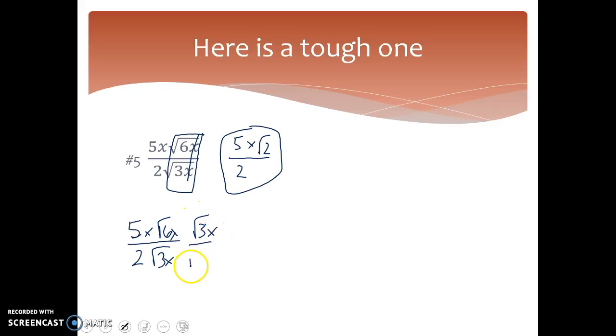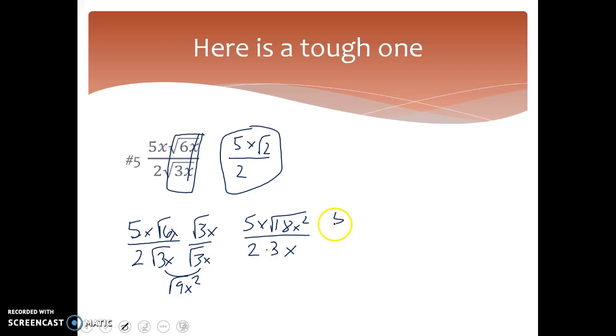Just multiply both the top and the bottom by the square root of 3x. That's going to give us in the numerator 5x times the square root of 6 times 3, which is 18. x times x is x squared. And in the denominator, we're going to have 2. But then the square root of 3x times the square root of 3x, we could say that's the square root of 9x squared. But the square root of 9 is 3, and the square root of x squared is x.